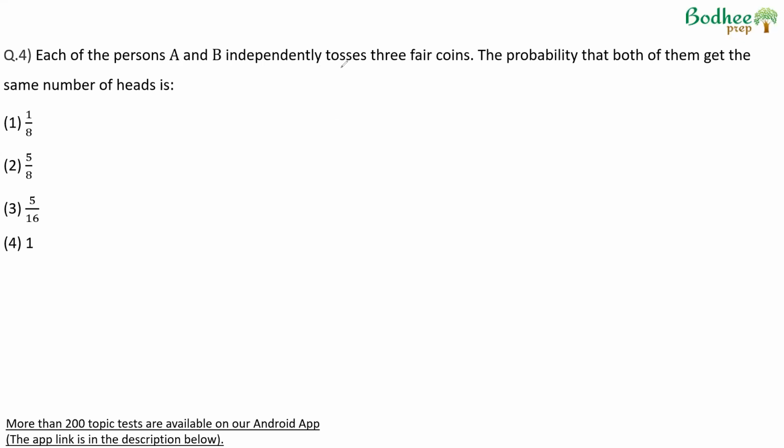Each of the persons A and B independently tosses 3 fair coins. The probability that both of them get the same number of heads. The number of heads that they get could be 0, 1, 2 or 3.